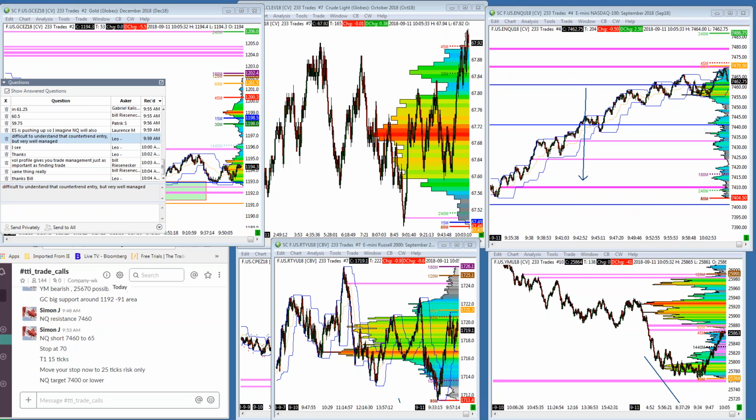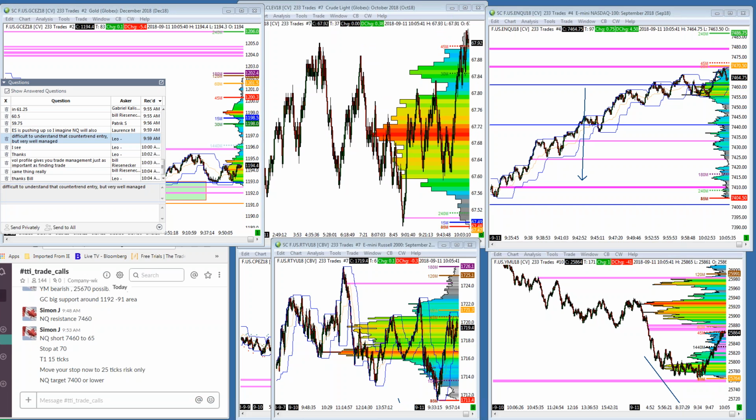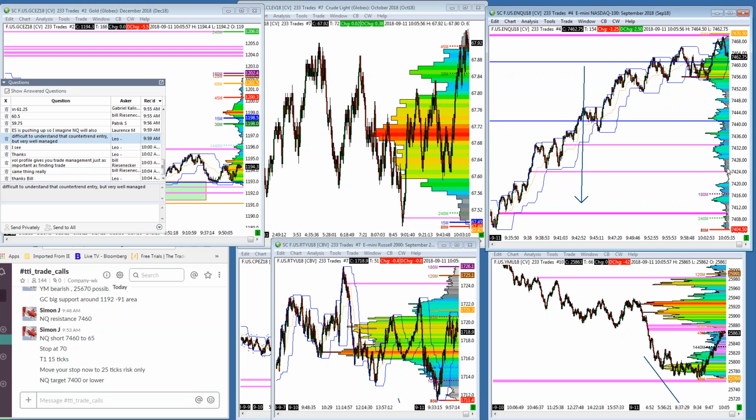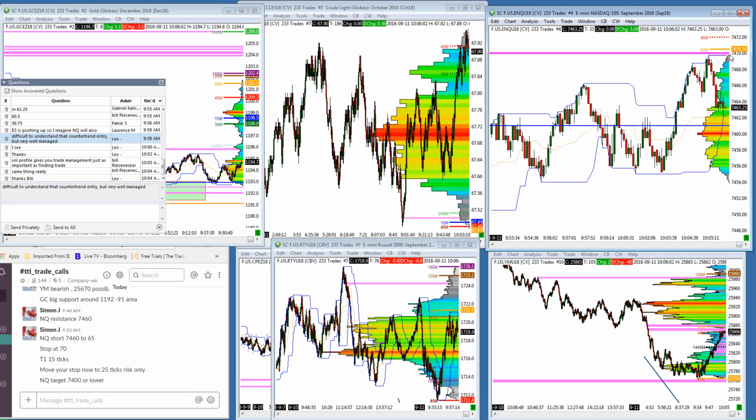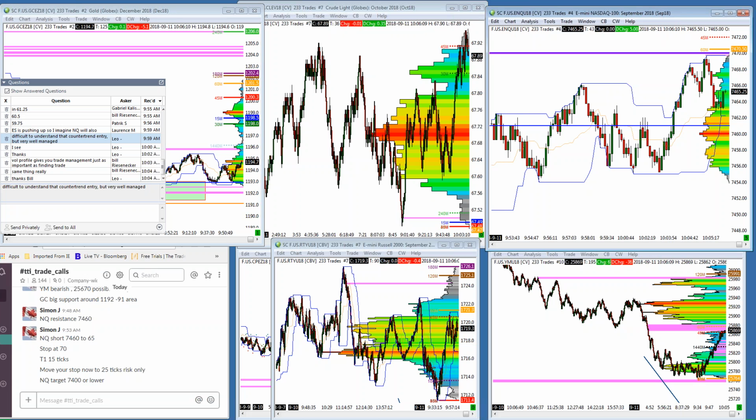It missed 70 by maybe a few ticks. Actually, it missed 70 by 2 ticks. So if your stop loss is at 70, you're still safe, and if you added to it, good for you. See, this is 70. It missed it by 1 tick or 2 ticks.